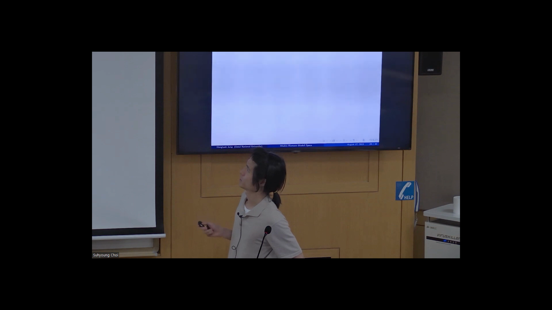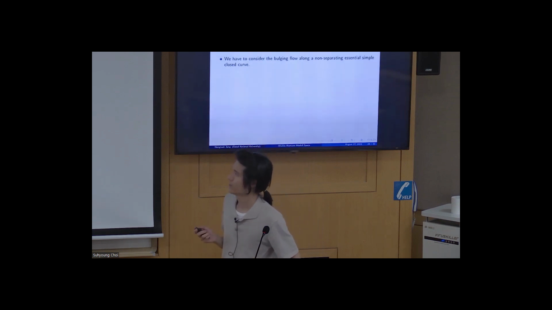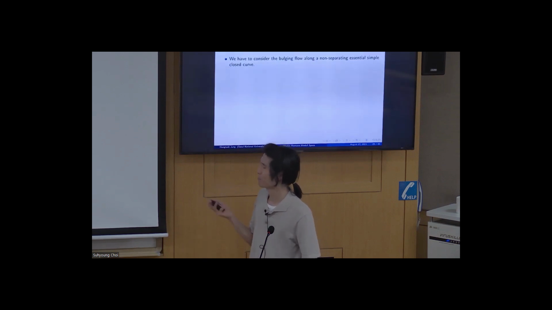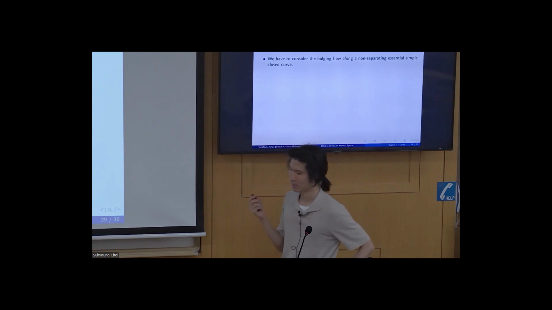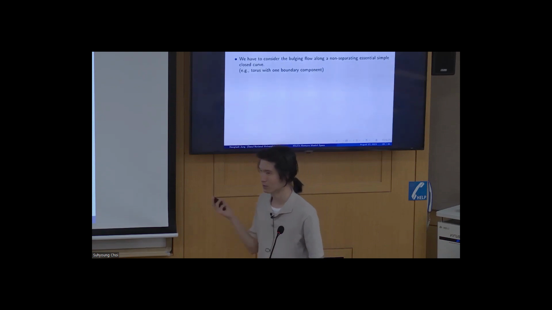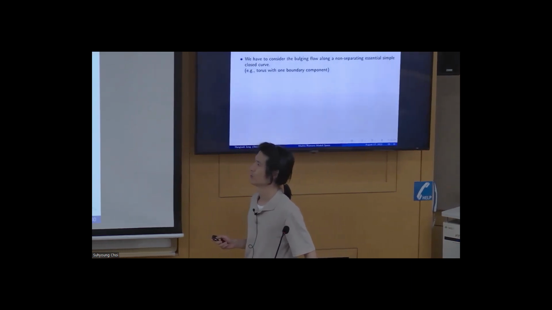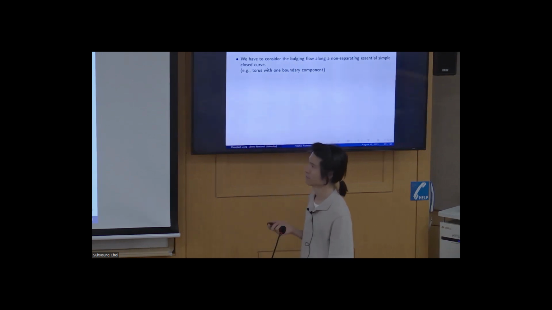And let me wrap up my presentation by mentioning the surfaces with boundary case. In that case, we have seen we just used the Goldman flow along a separating simple closed curve. But when we have a surface with boundary of negative Euler characteristic, there are some cases where the surface doesn't have any separating essential simple closed curve. For example, a torus with one boundary component doesn't have a separating simple closed curve. Therefore, we need to cope with a bending flow along a non-separating simple closed curve. That's the first thing you have to do.